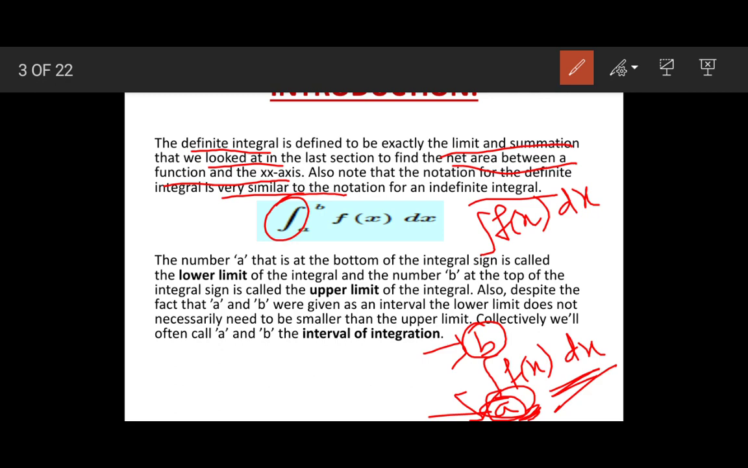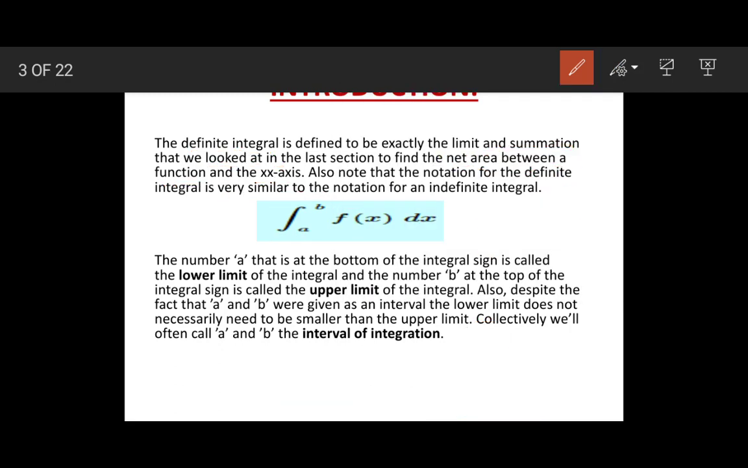Also, despite the fact that a and b were given as an interval, the lower limit does not necessarily need to be smaller than the upper limit. It is not compulsory that the lower limit is smaller than the upper limit. It may or may not be smaller. Then collectively we will often call a and b the interval of integration. Okay, this a and b are called the limits of integration or the interval of definite integration.